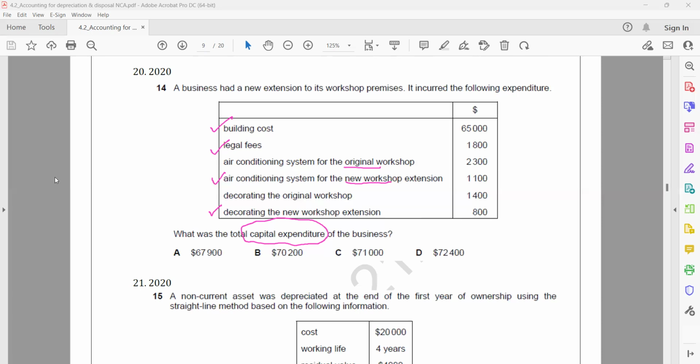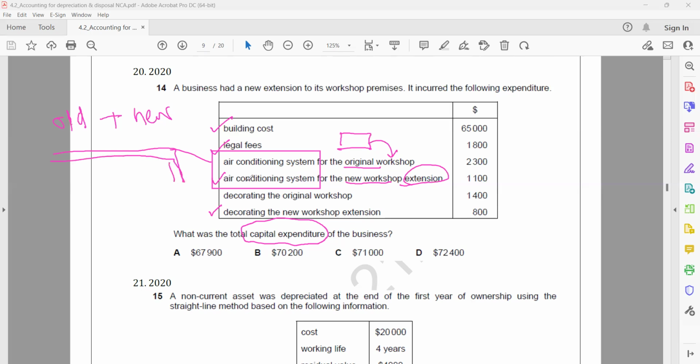Okay. What is an air conditioner system? It means that maybe last time your shop had just one aircon in your original workshop. Now you want to expand to a new workshop extension, another new workshop, and you are using the air conditioner system. You ask people to integrate all the piping for the air conditioner, from the old workshop plus the new workshop.